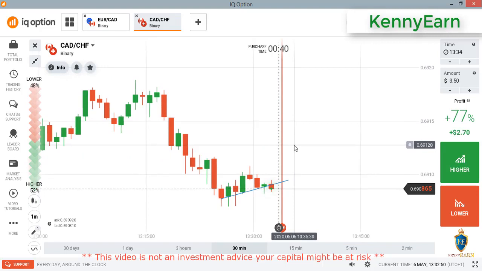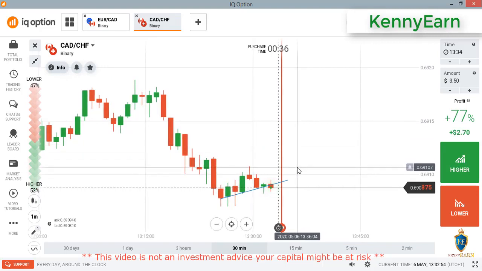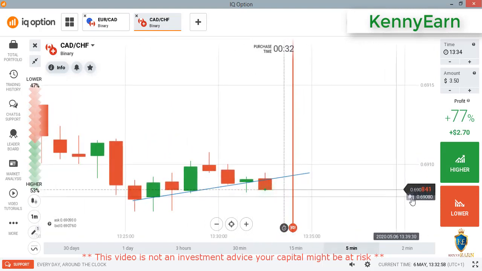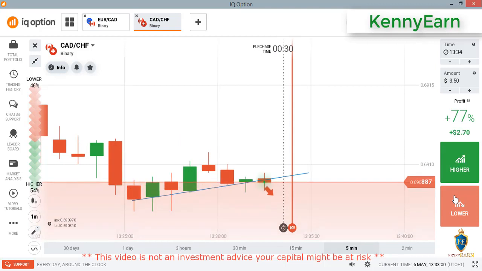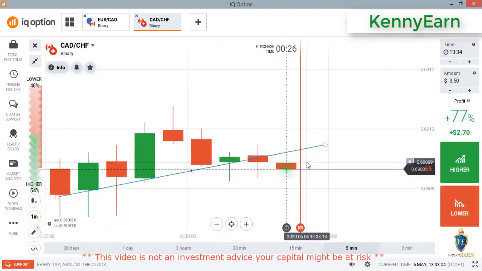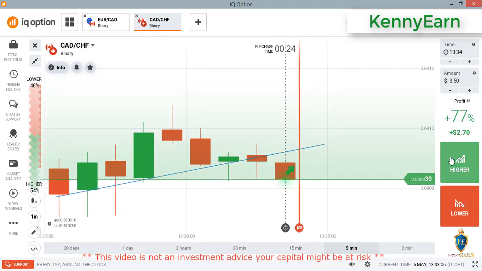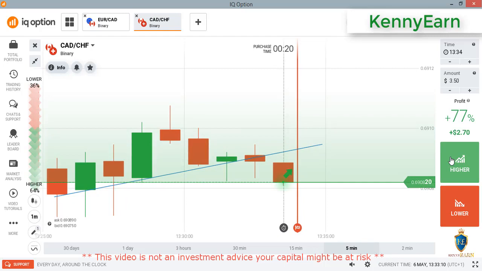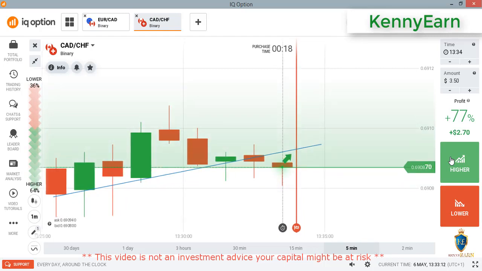I'm observing something. I think CAD/CHF and EUR/CAD are correlated pairs. The candles look alike. I think these two charts are moving in the same way. You can see weak sellers now at that candle, at that level. Still, it's not a clear signal. I'm just seeing weak candles in the market. Still not a clear signal.